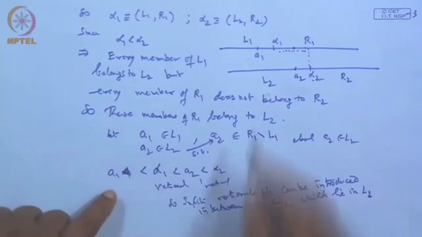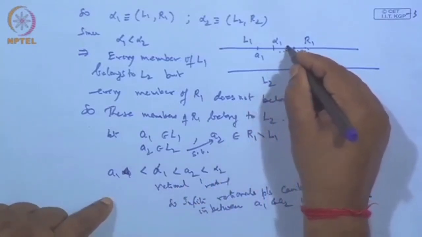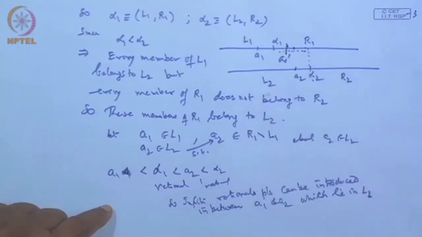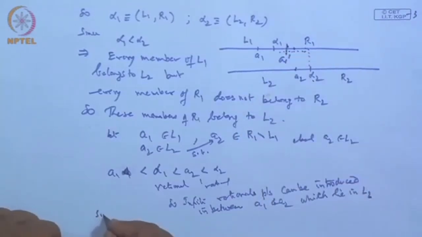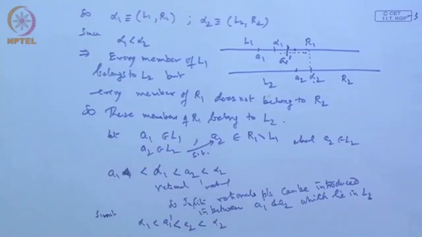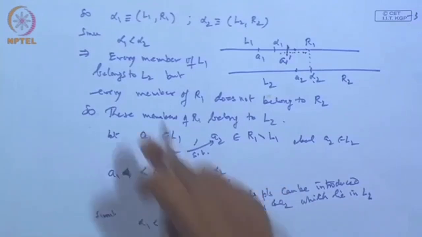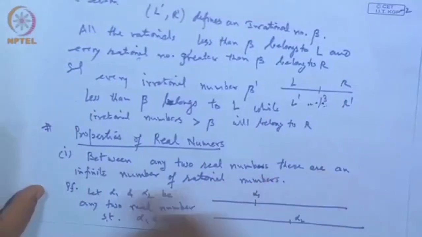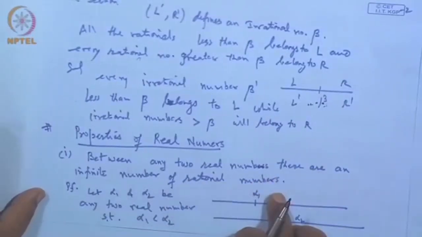Okay. Now if we take A 1 here, say here I take A 1 dash. Then similarly, alpha 1 is less than A 1 dash, which is less than A 2, which is less than alpha 2. So, in between alpha 1 and alpha 2, infinitely many rational numbers can be introduced, and that is what he says, that between any two real numbers, there are infinite number of rational points.